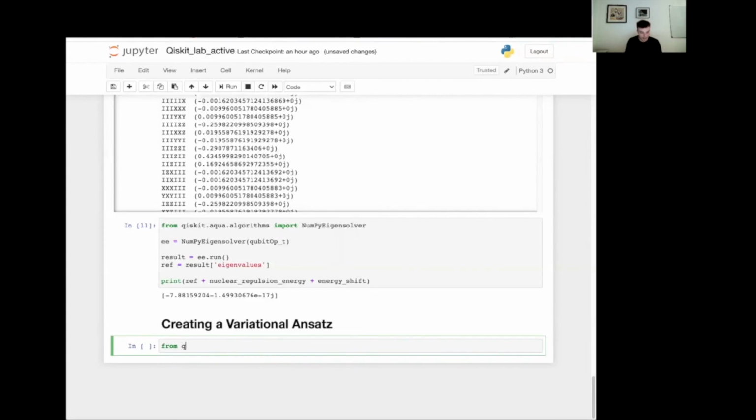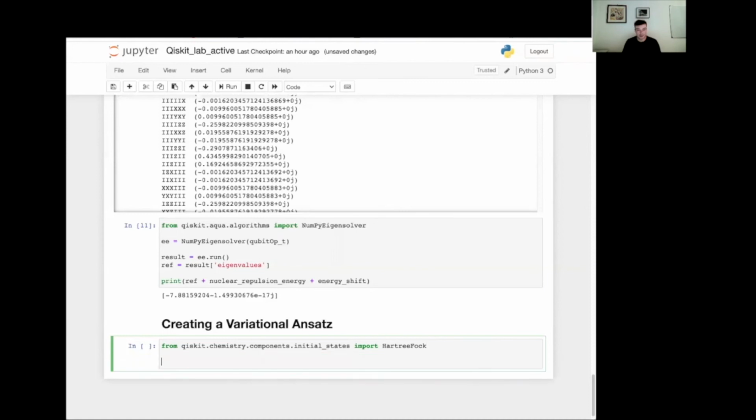Let's import the Hartree-Fock class from Qiskit. So we have to go into components, initial states, and we have to import the Hartree-Fock class, and let me initialize an instance of the Hartree-Fock class. To go through this section, we're just going to pick a very simple toy model just to see what are the features of these reference states and variational ansatz.